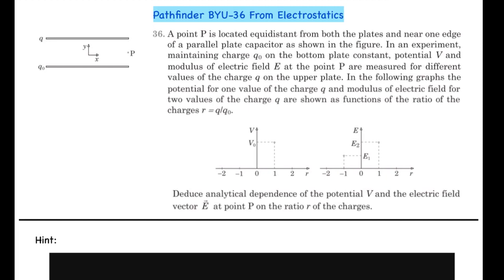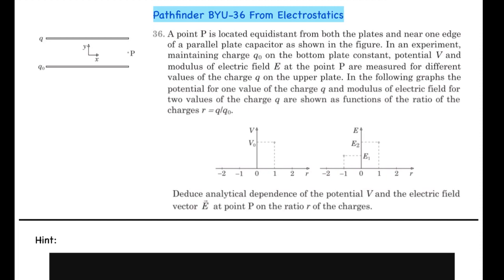A point P is located equidistant from both the plates and near one edge of a parallel plate capacitor as shown in the figure. In an experiment, maintaining charge Q0 on the bottom plate constant, potential V and modulus of electric field E at the point P are measured for different values of the charge Q on the upper plate. In the following graphs, the potential for one value of the charge Q and modulus of the electric field for two values of the charge Q are shown as functions of the ratio of the charges R equals Q over Q naught.